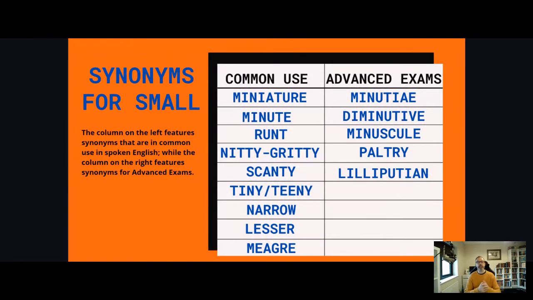We break our language or our vocabulary as usual down into two sections. The first is the common use or spoken English or everyday language. The second is the advanced exams, so more sophisticated language that you might find in exams like GRE, GMAT, LSAT, etc. So under the common use, we are looking at miniature, minute, runt, nitty-gritty, scanty, tiny or teeny, narrow, lesser, and meager. In the advanced exams, we are looking at minutia, diminutive, minuscule, paltry, and Lilliputian.